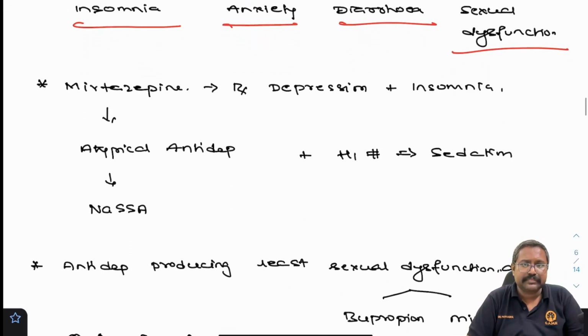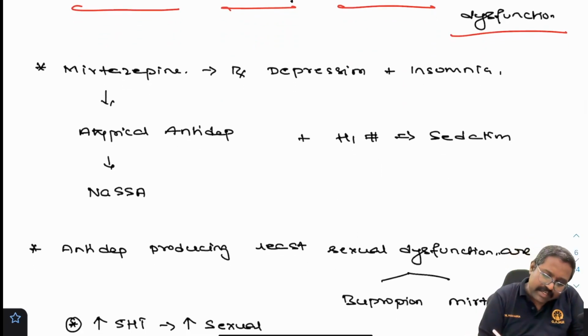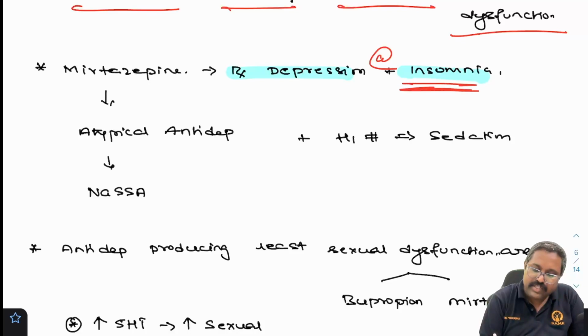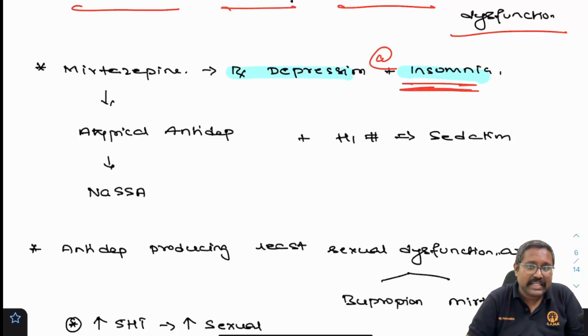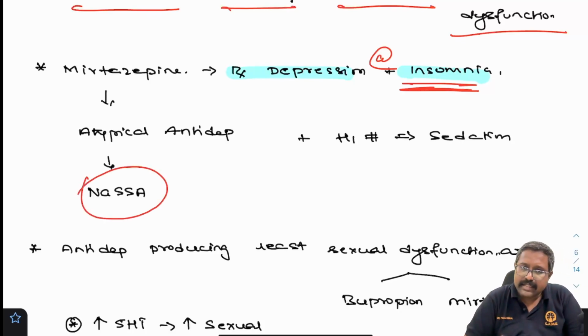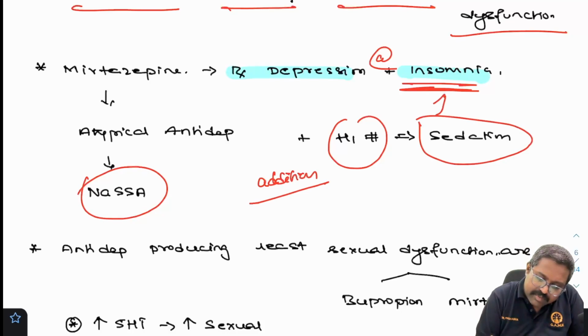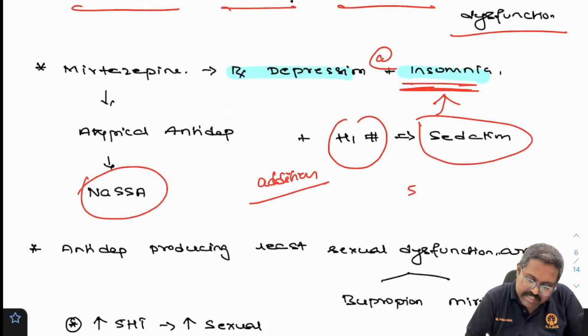So what about mirtazapine? Please remember, mirtazapine is used in the treatment of depression which is associated with insomnia. Mirtazapine is an atypical antidepressant. They are noradrenaline specific serotonin agents. Basically, this will have an additional H1 blocking activity which is responsible for sedation. This is utilized in the treatment of insomnia, but not with respect to the SSRI.